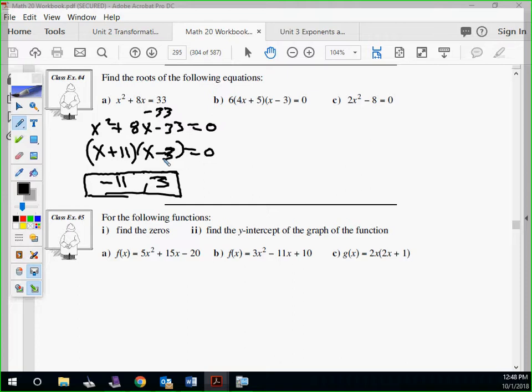So what's cool about B? You don't need to factor. It's already set equal to 0, and it's in factored form, so you just have to find the roots. Does the 6 affect anything? No, the 6 does not affect our zeros at all. It affects your stretch, but that's not what we're talking about today. So you know 3 is an answer, and negative 5 over 4. That's your answers. There you go.